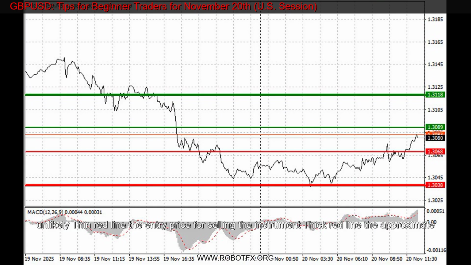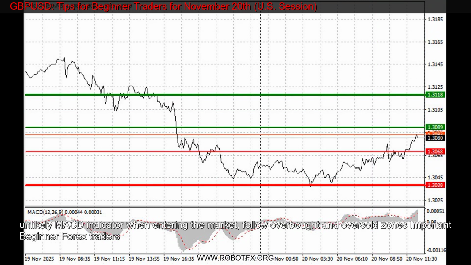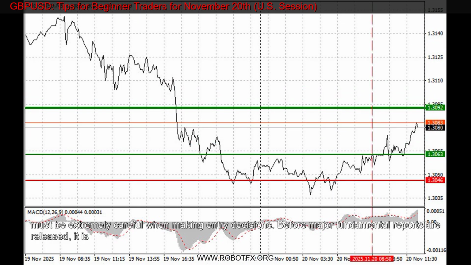Important. Beginner forex traders must be extremely careful when making entry decisions. Before major fundamental reports are released, it is best to stay out of the market to avoid sharp price swings. If you choose to trade during news releases, always set stop orders to minimize losses. Without stop orders, you may quickly lose your entire deposit, especially if you ignore money management and trade large volumes.